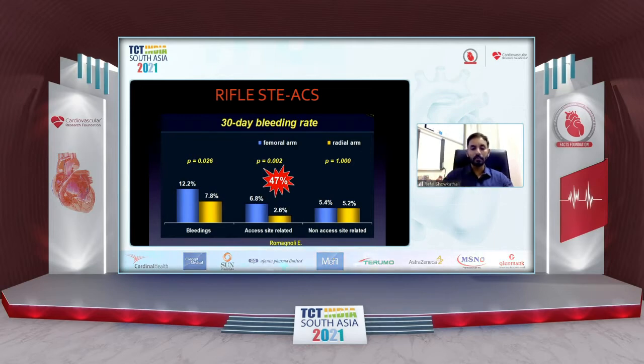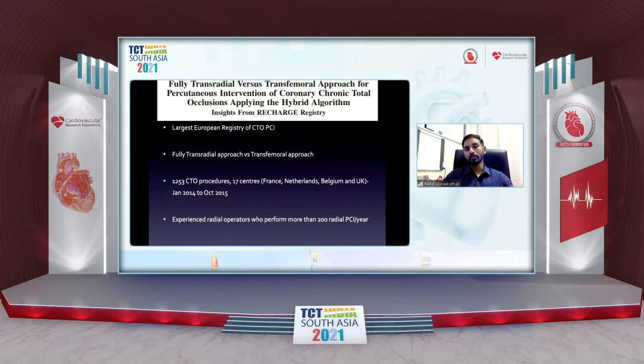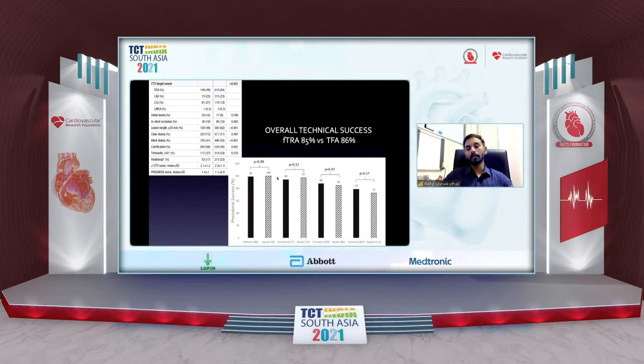in ACS patients. Coming to CTOs, this is a registry from Europe, the RECHARGE registry, including around 1,200 patients from different centers, looking at CTO treated totally radial, biradial versus femoral. What they showed is, if your J-CTO score is 0, 1, or 2, there is no significant difference in the success rate of your CTO. Even at 3, there is no significant difference, even though numerically it's slightly lower. But if your J-CTO score is higher, femoral access is better. That's what this shows.